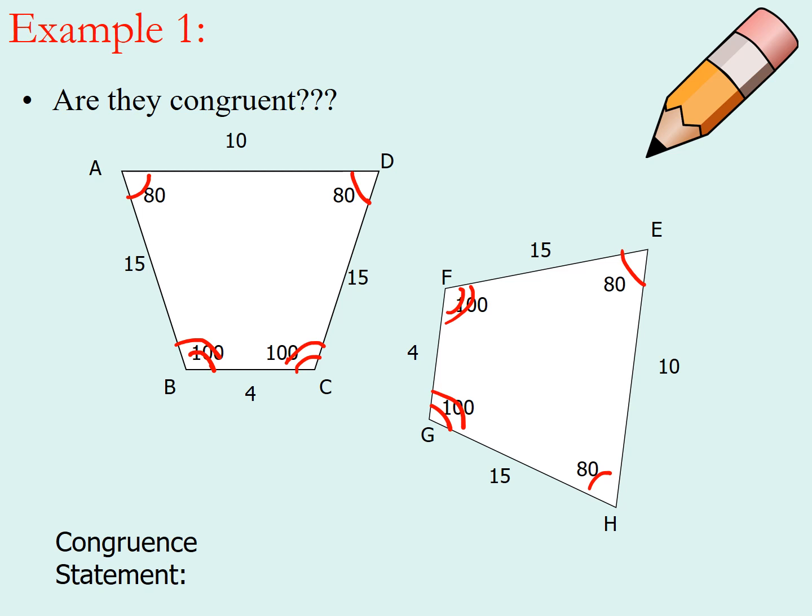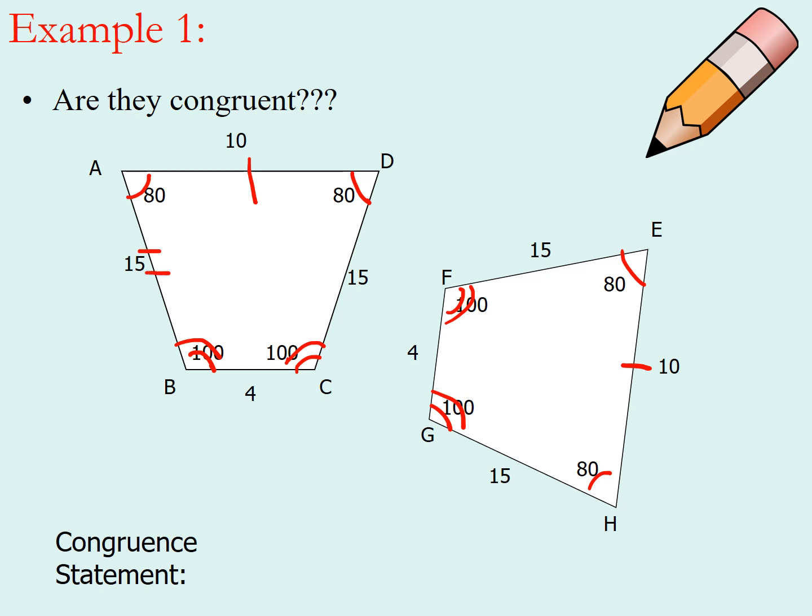So if we just pick a side to start with, I'm going to pick the side AD. That measures a unit length, I guess, of 10 units. And there is another side on the other image that also measures 10 units. So those two match up, so they're congruent.